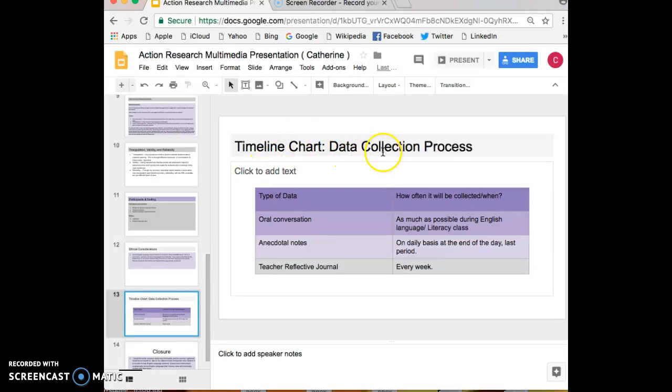Timeline chart: data collection process. Oral conversation: I would use it as much as possible during the English language literacy class. Anecdotal notes on a daily basis at the end of the day, last period. For the teacher reflective journal, every week.